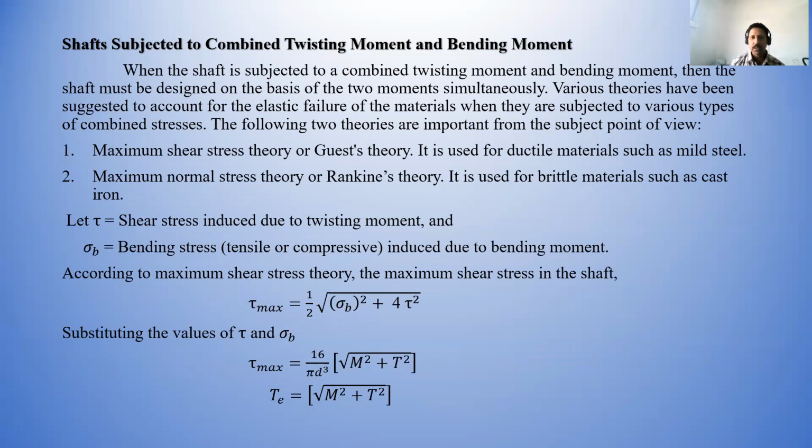According to the maximum shear stress theory, we use the equation tau max equal to half root of sigma b square plus 4 tau square, which is equal to pi by 16 tau d cube, and we will find the shaft diameter. Substituting the values of tau and sigma b, we get tau max equal to 16 by pi d cube into square root of M square plus T square. So T e is equal to square root of M square plus T square, which is equal to pi by 16 tau d cube. From that, we will find the shaft diameter.